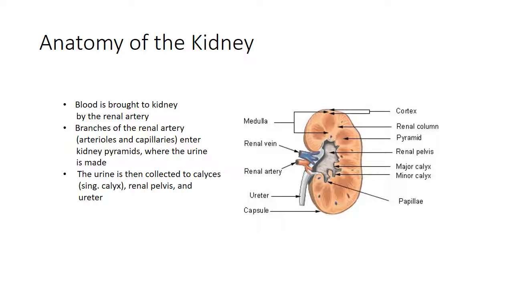Then from the pyramids, the produced urine, the ready urine, is collected to calyces. In singular, it's calyx. There is a major calyx shown here and minor calyx. What does this word calyx remind you of? Chalice. You heard this word chalice? Like if there are some Roman Catholics or Orthodox Christians, you definitely heard this term, chalice.